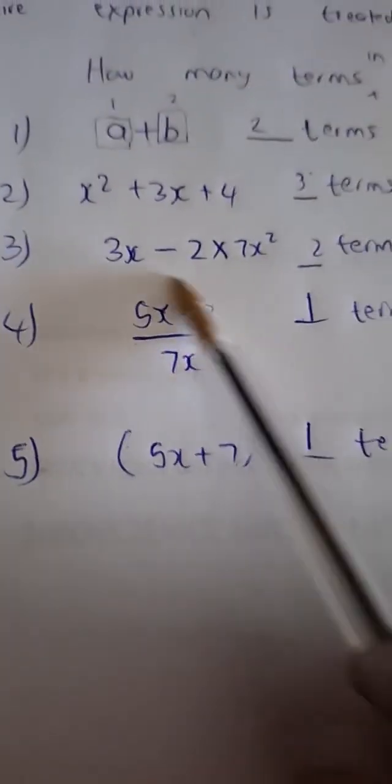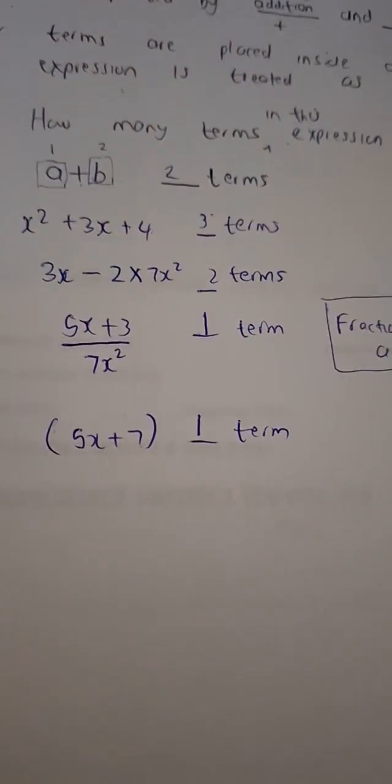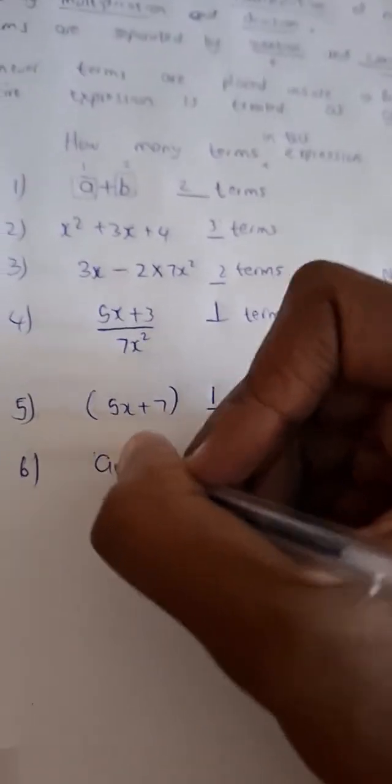We also know that a fraction is also regarded as 1 term. Just like in number 4, we asked how many terms are in this expression. And even though you would want to say 2 or 3, in actual fact, this is a fraction. So therefore, this is 1 term. Okay. And then let's do the last one, just for kicks.